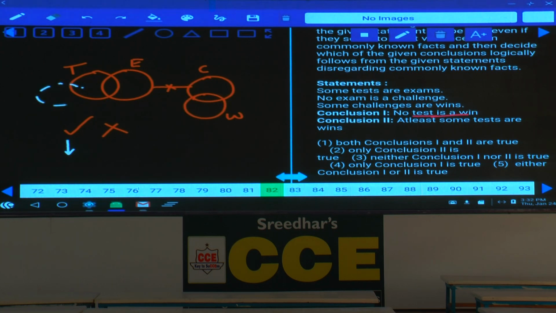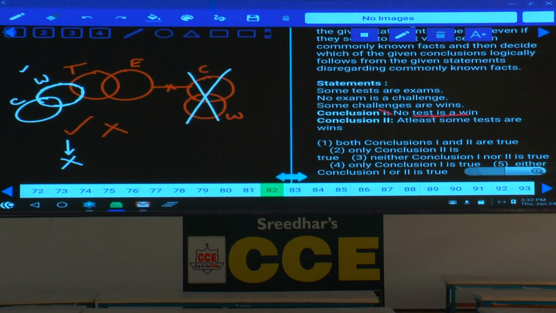Some tests are wins can be written like this. Now this will be win, and this will be challenge. Isn't it? Some challenges are wins. Now, according to this basic diagram, now see here. Now in this alternate diagram, no test is a win has become false, because I have proven a case wherein some of the tests are wins is true. As some tests are wins is true, no test is a win will be false. Alternate diagram proven, previous negative conclusion will be false.